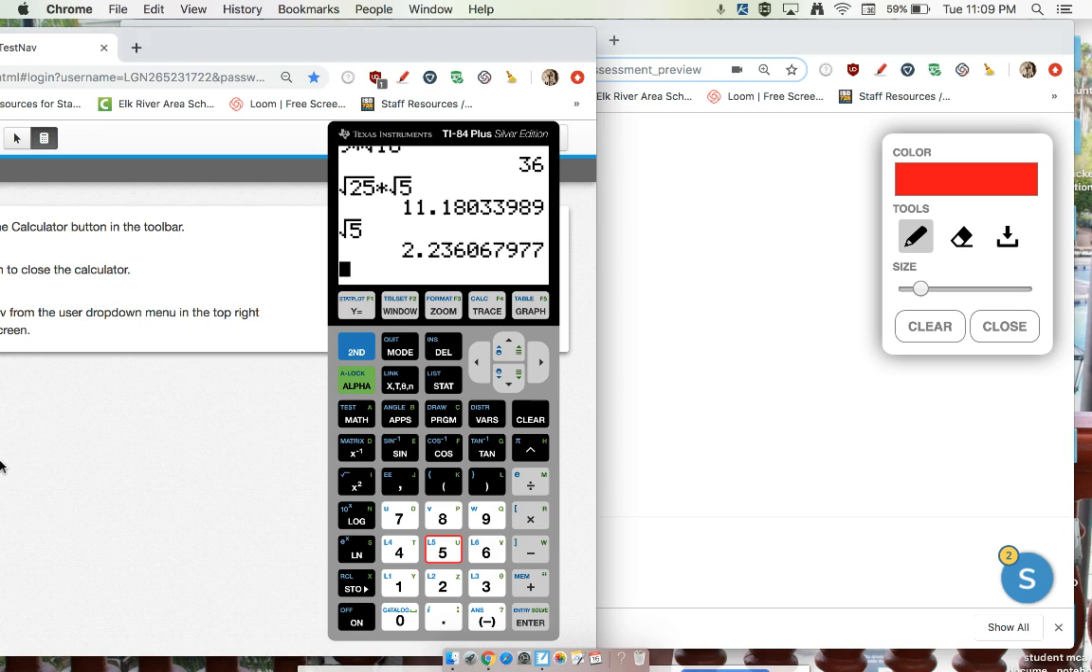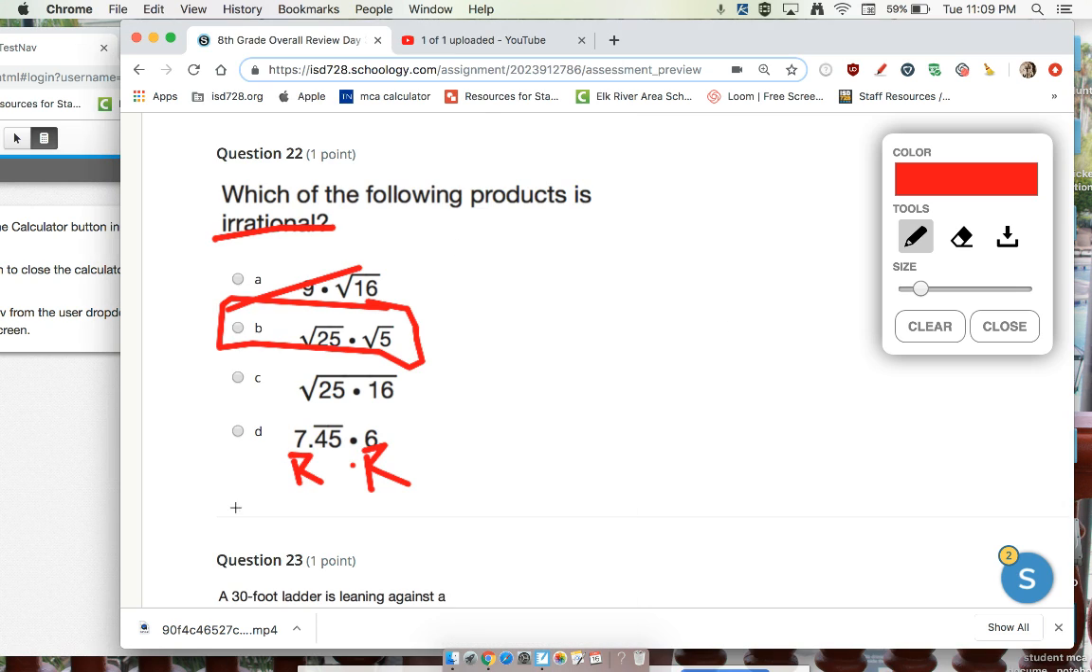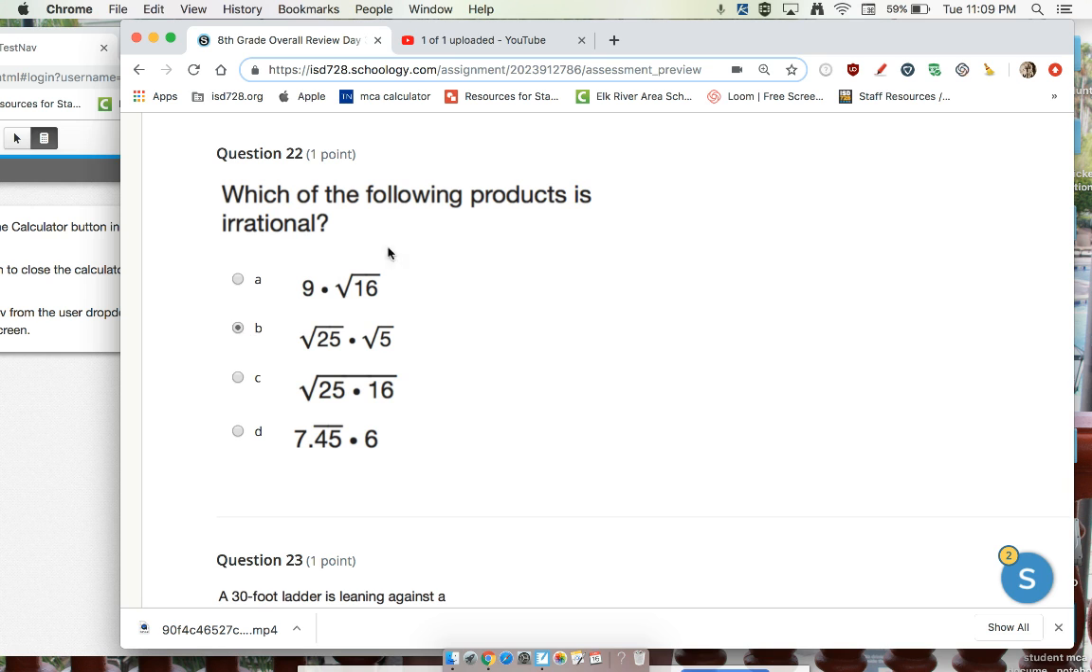The square root of 25 times 16, so square root 25 times 16, enter, and that's a perfect number, so that's good. And this one, you just know, and we taught you this in 7th grade, that any repeating decimal is rational because it's really 7 and 45 99ths. That's what that decimal represents as a fraction, so you can turn it to a fraction. So the square root of 5 is my only irrational number.